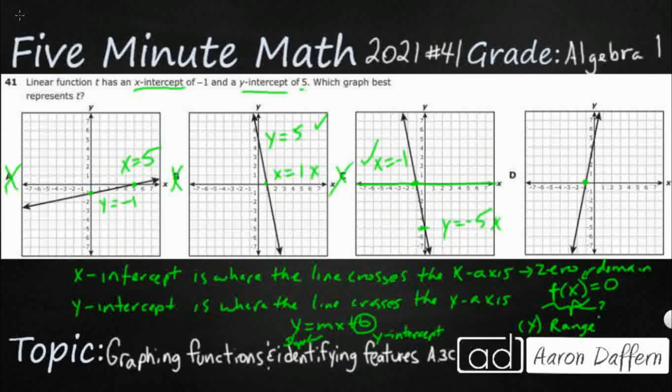So right here, I've got my 0, or my x-intercept, is -1. That's good. And then I've got my y-intercept. That equals 5. Also good. My answer here is D.